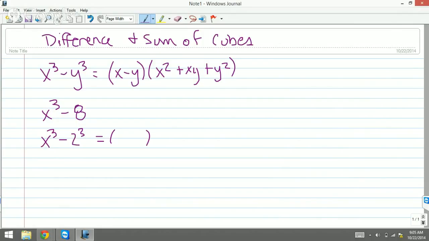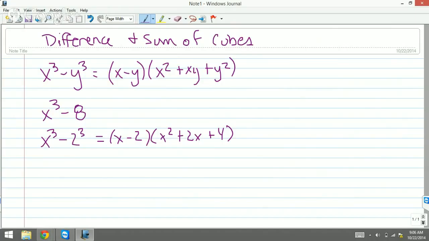So we're just going to apply this straight through. X minus 2, because y is 2 in this case. And then x squared plus 2x plus 4. You see where I got all those numbers? The 4 is 2 squared. So the y here, it's a y, but here it's a 2. So everywhere there's a y, we're going to put a 2.